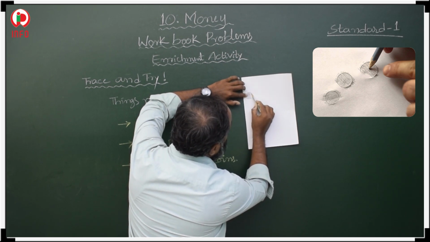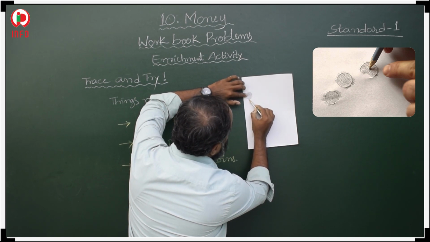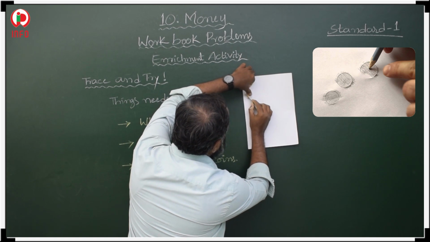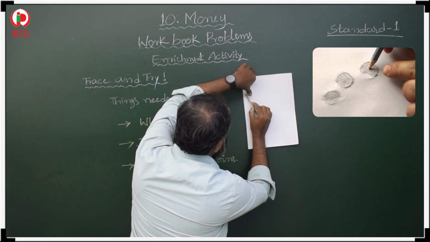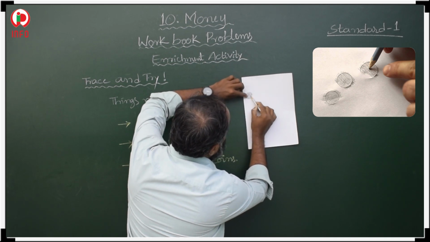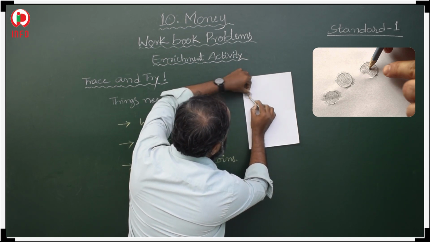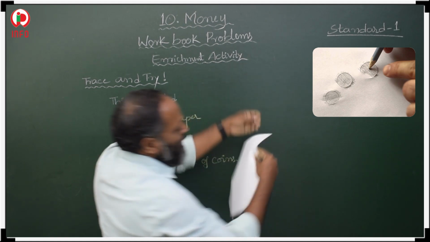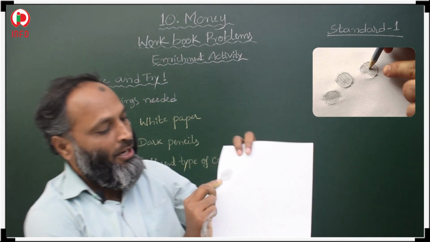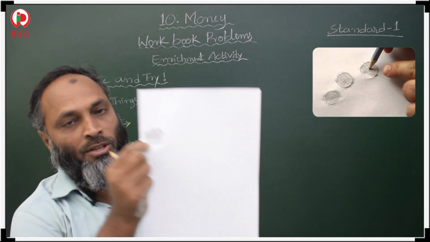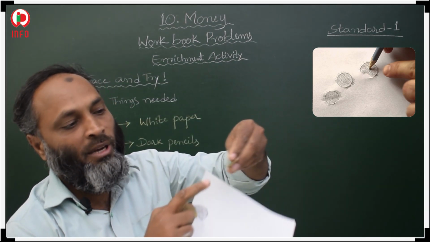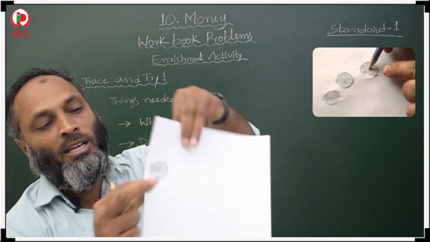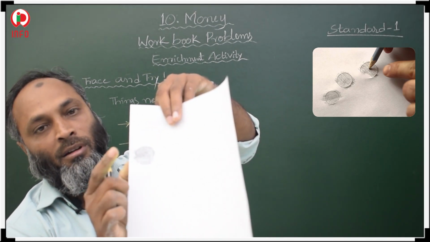Slightly trace, complete. Okay. After tracing the coin, remove your paper. See what happened on the paper. The 10 rupee image forms. Whatever image is there on the coin, that image forms on the paper.